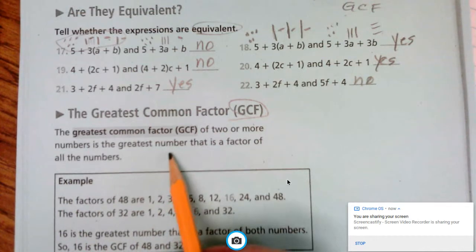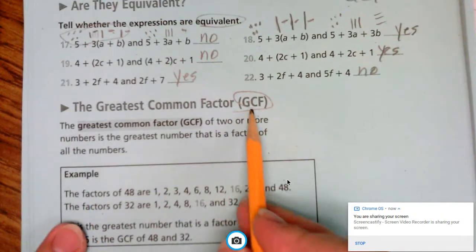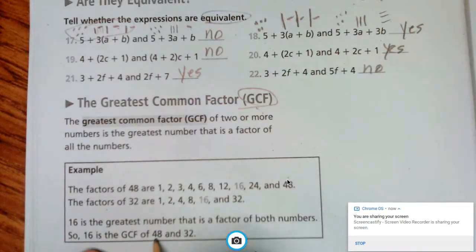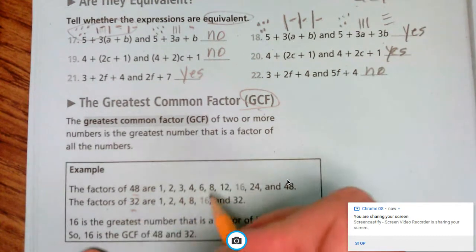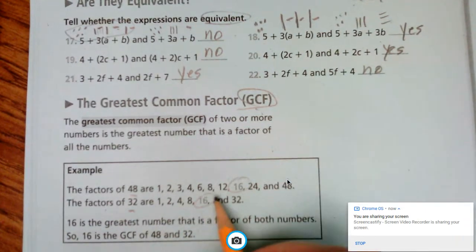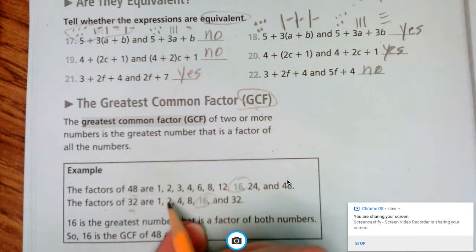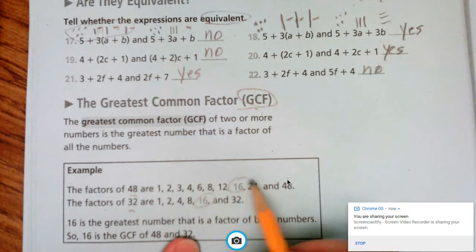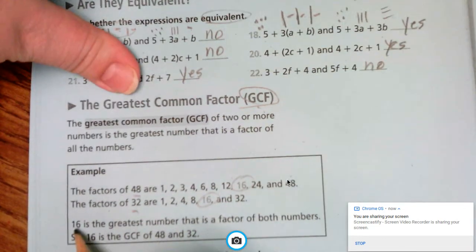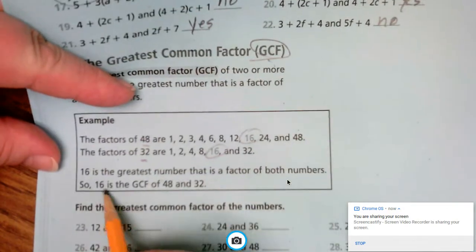The greatest common factor of 2 or more numbers is the greatest number that is a factor of all the numbers. So for example, when you try to find the greatest common factor, you have to look at your 2 numbers. If you're looking at 48 and 32, and you list all of their factors, you would see that they both share 16 as the greatest factor. They share 2s and 4s and 8s, but 16 is the best factor because it's the greatest. So 16 is the GCF.